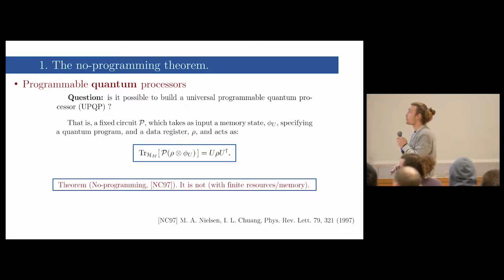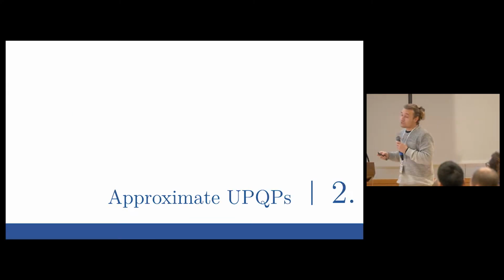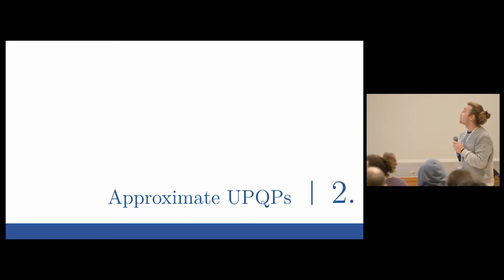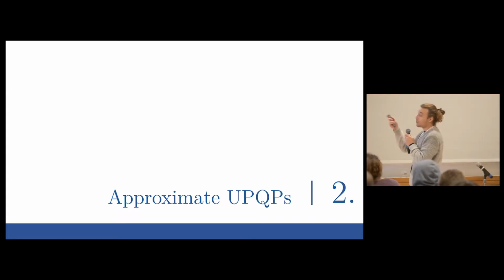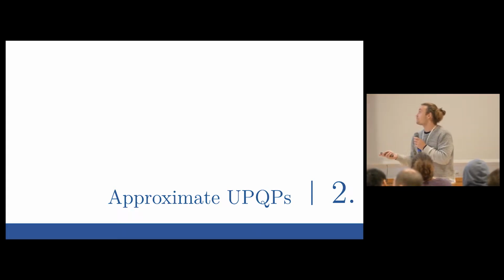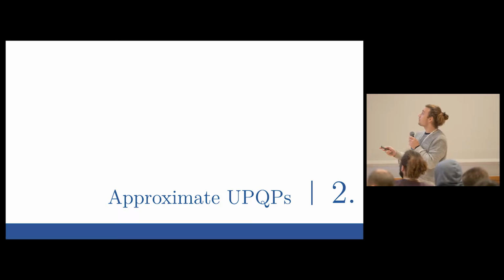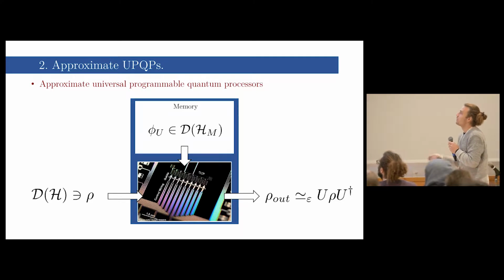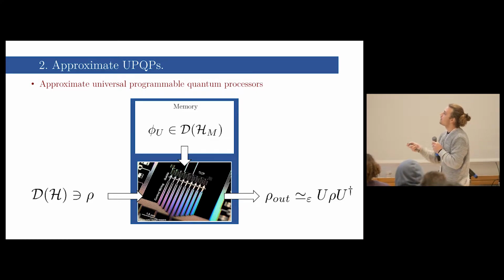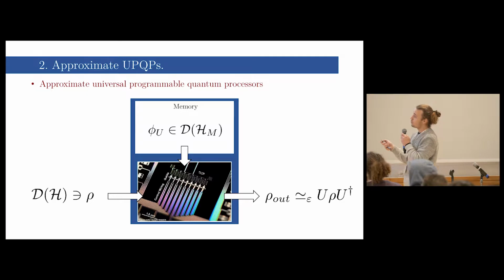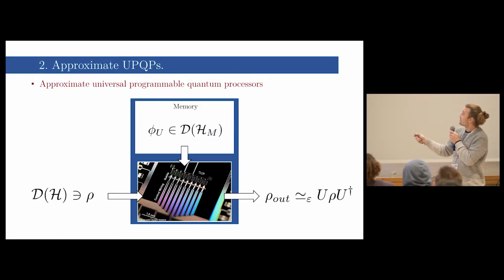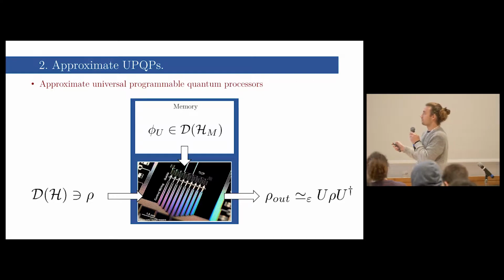So what do we do now? What we do is relax the model we just introduced. We are now going to talk about approximate UPQPs. Since the strict model is not implementable, let's try to relax it. So what is an approximate UPQP? The picture is again the same, but now we demand at the output of our circuit just an approximation to the ideal state we wanted to get.